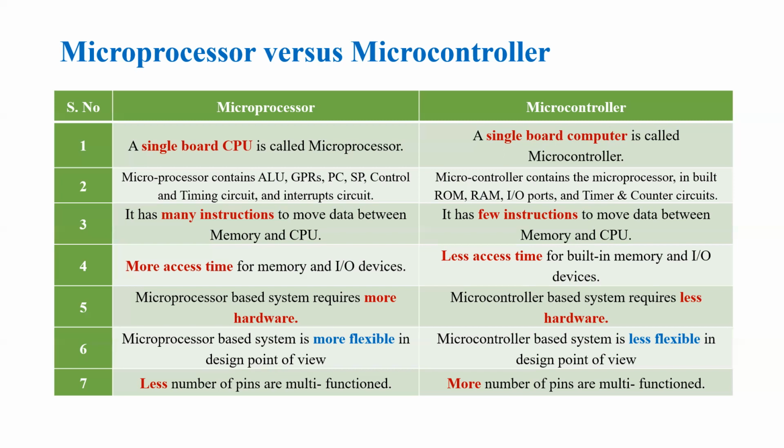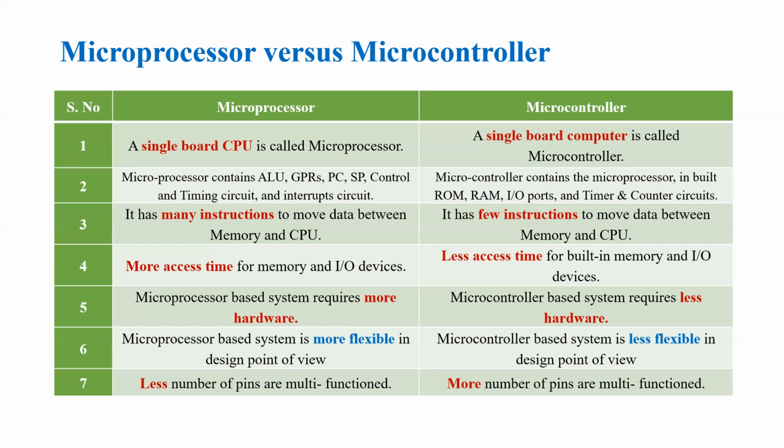Coming to the microcontroller, it contains the microprocessor, nothing but a CPU. It contains inbuilt ROM, inbuilt RAM, IO ports, and timer and counter circuits. So this is a point we are getting from the first one. Your computer contains a CPU. Your computer contains memory elements, both ROM and RAM. It contains IO ports for connection of external devices. All these are present on a single board.